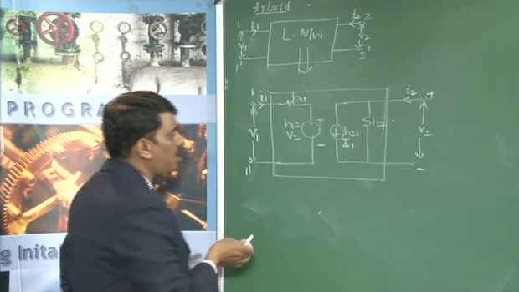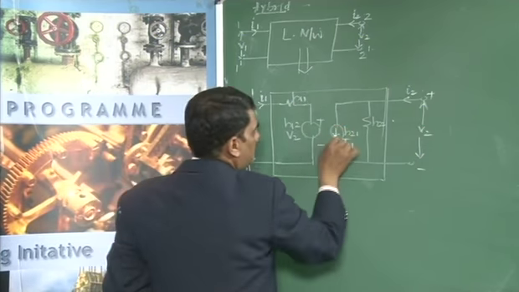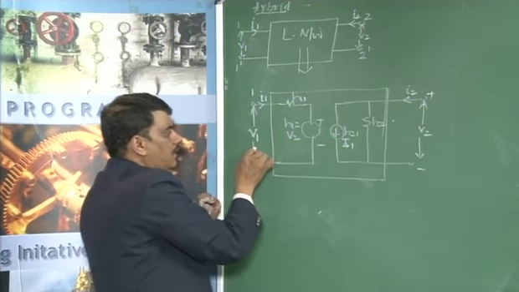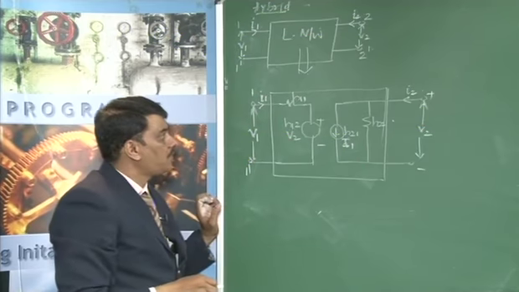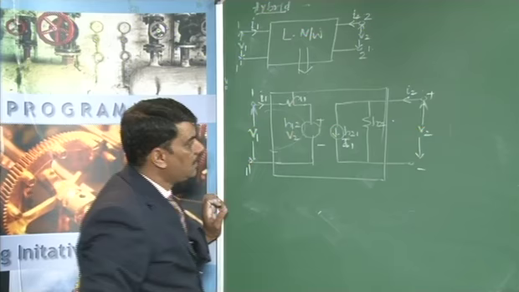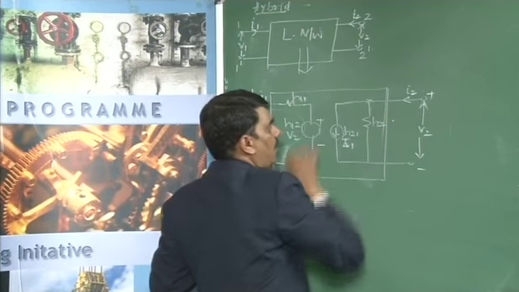For this, if you observe, the output circuit is driven by a constant current source and the input circuit is driven by a voltage source. Therefore, you have to apply KVL to the input circuit and apply KCL to the output circuit.